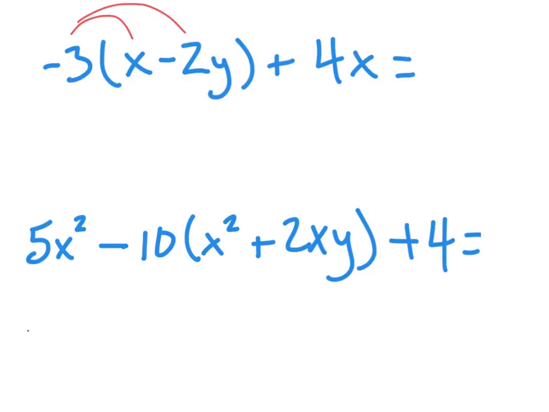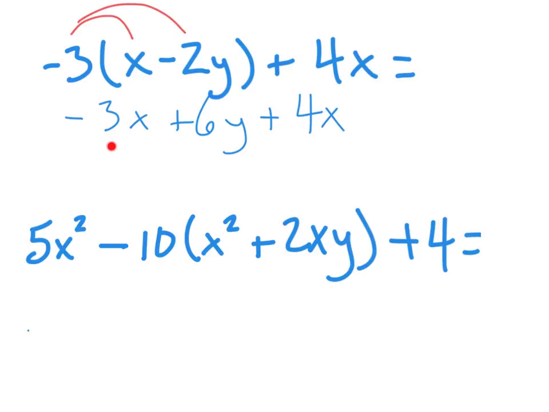Notice I'm going to distribute here, and we're going to get negative 3x plus 6y, and then we already have a plus 4x on the outside. Sorry, got a little messy. Right, so we distributed, we broke up the parentheses. Now we still want to just simplify. We want to break this down as much as possible.